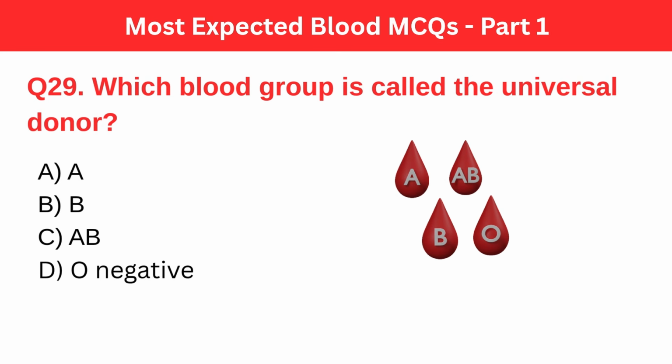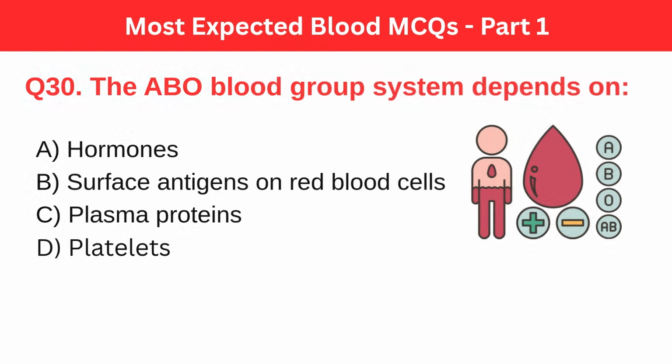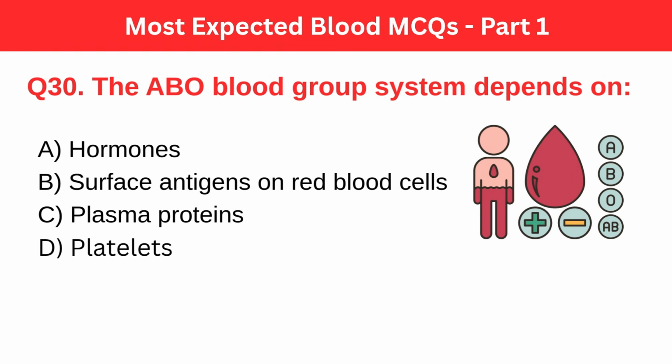Question number 29. Which blood group is called the universal donor? The right option is D. O negative. Question number 30. The ABO blood group system depends on. The right option is B. Surface antigens on red blood cells.